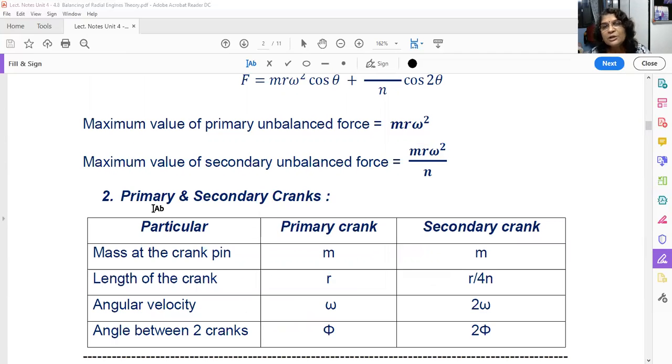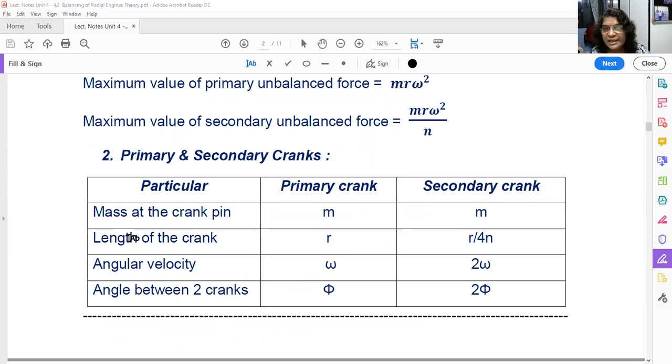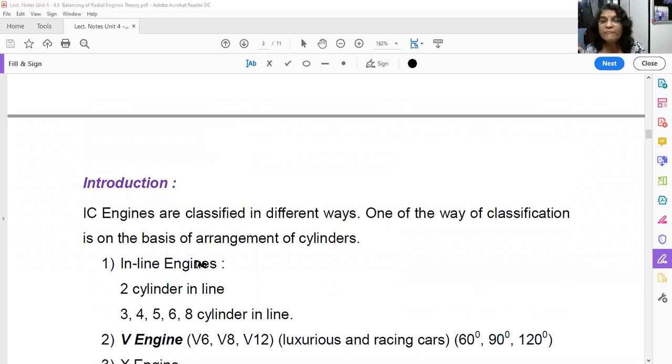Then we have also learned what the primary and secondary cranks are. The primary crank is the actual crank and the secondary crank is an imaginary crank. If we compare these two cranks, their mass is the same, the length is r upon 4n for the secondary crank, omega will be double, and the angle between the two cranks will also be double. Now, today we are going to study balancing of radial engines.